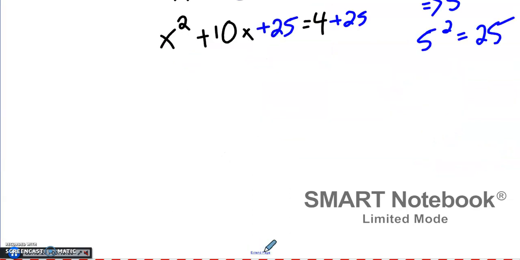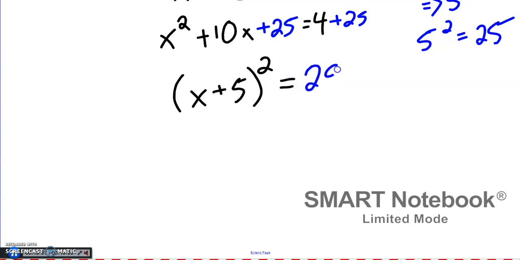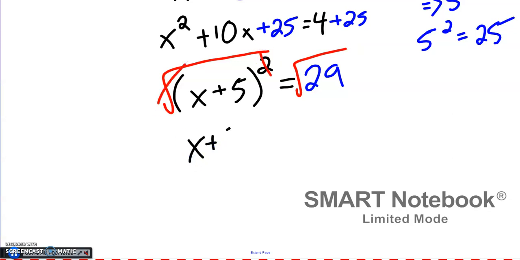We have a perfect square over on the left-hand side. This factors into x plus b over 2, which is 5, squared, is now equal to 4 plus 25, which is 29. Notice 29 is not a perfect square, so we're going to have a radical here. When we take the square root of both sides, these cancel, and we're left with x plus 5 is equal to the square root of 29.